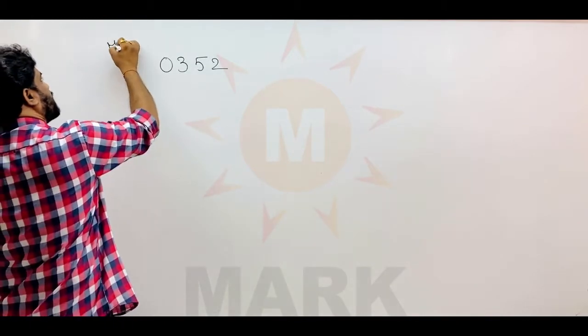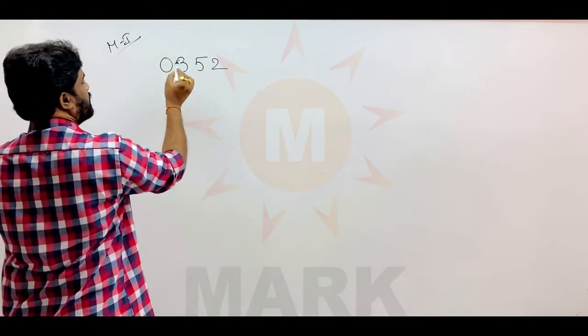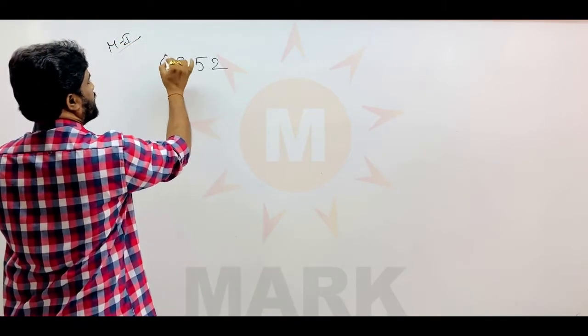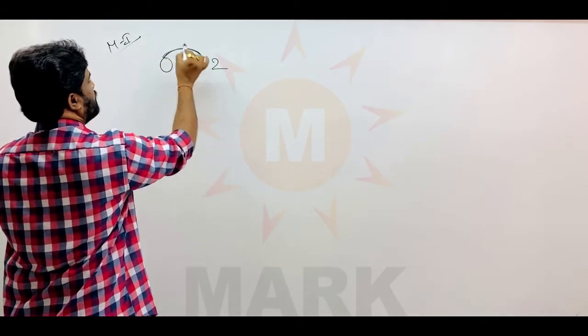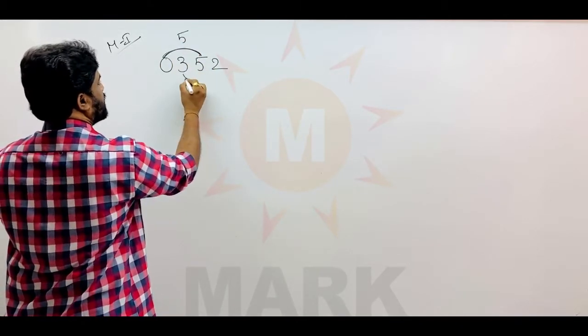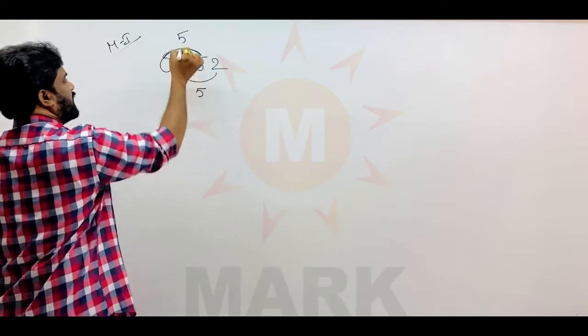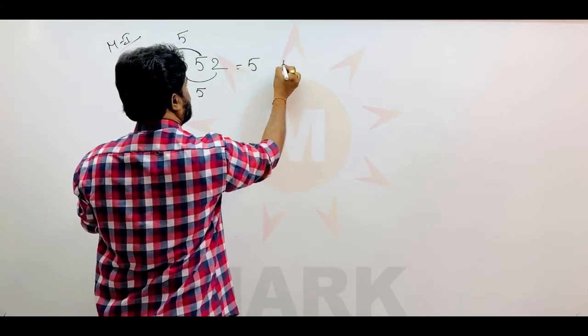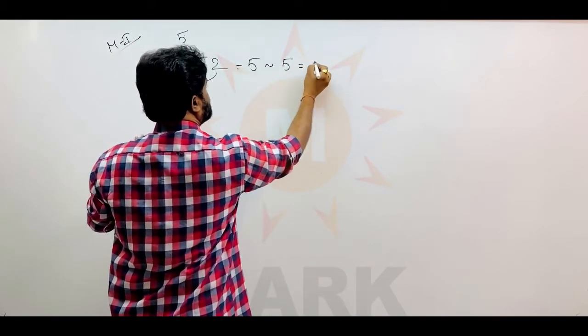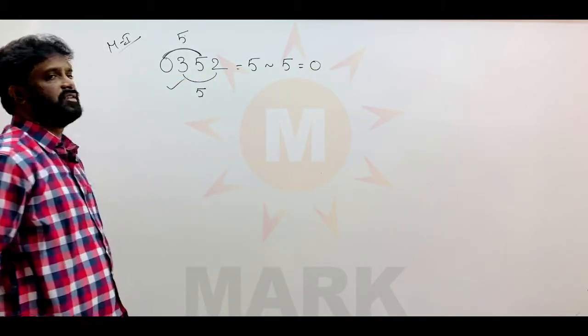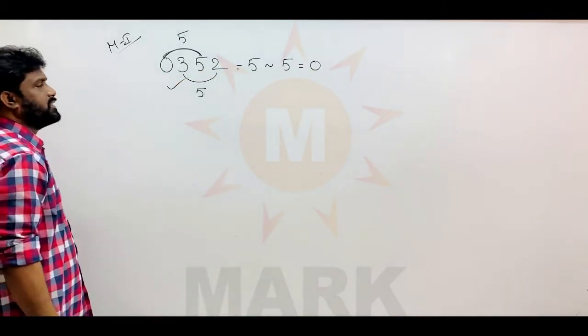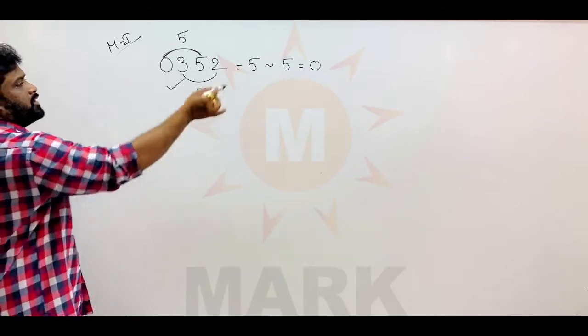First, method 1 I am trying. For the alternate digit technique, 0 plus 5, the sum is 5. 3 plus 2, the sum is 5. Take these two numbers, 5 and 5. What is the difference between 5 and 5? That is 0. That means 352 is divisible by 11 because you got 0.